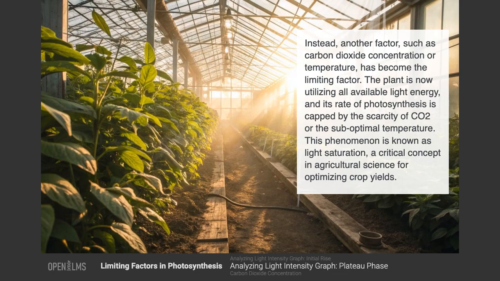The plant is now utilizing all available light energy, and its rate of photosynthesis is capped by the scarcity of CO2 or the suboptimal temperature. This phenomenon is known as light saturation, a critical concept in agricultural science for optimizing crop yields.